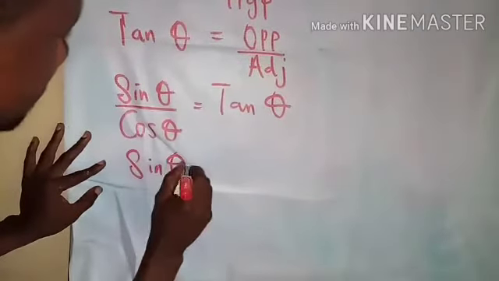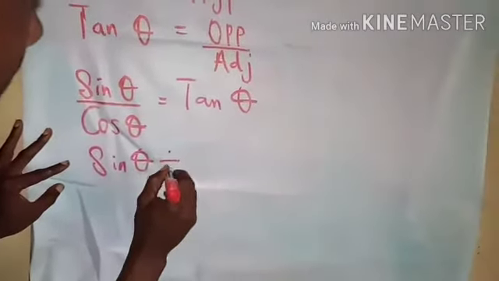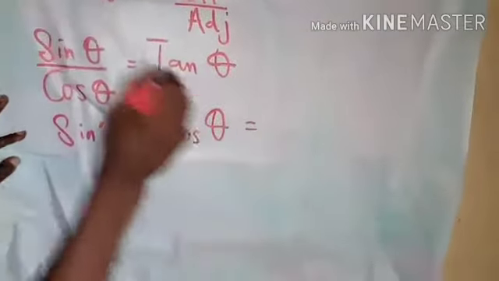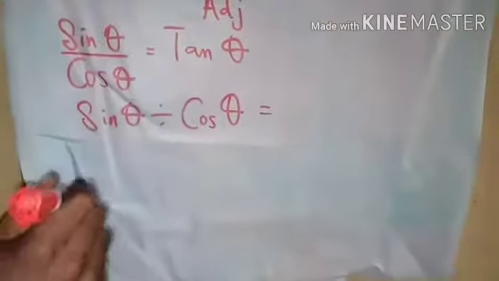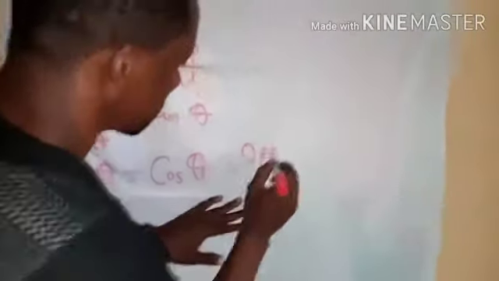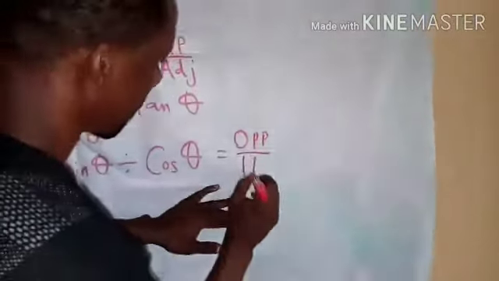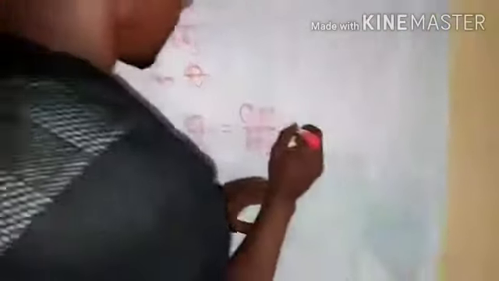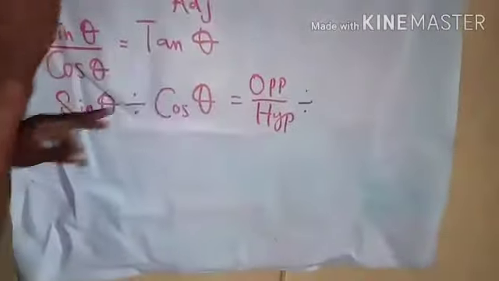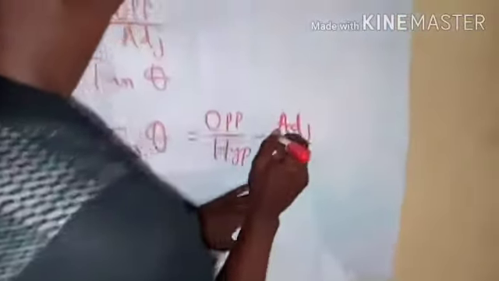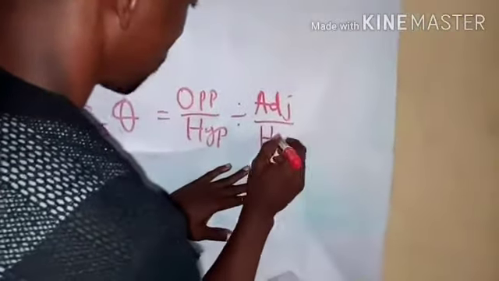Sin theta over cos theta is the same as sin theta divided by cos theta. What do we have for sin theta? Sin theta is opposite over hypotenuse, divided by cos theta, which is the same as what? Adjacent over hypotenuse.